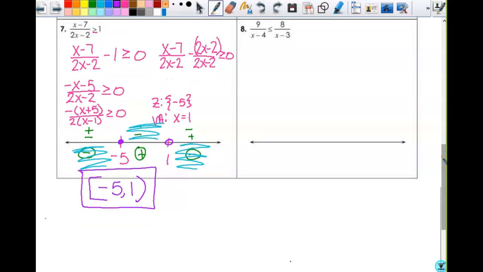So the first thing I have to do here is set it equal to 0. So I'm going to take 9 over x minus 4, and I'm going to subtract 8 over x minus 3, and that's going to have to be less than or equal to 0. So go ahead and combine those two fractions on your own. It's like what we did yesterday. Actually, just go ahead and you should be able to finish the whole thing without me walking you through it. I'll give you a little bit of a head start, then I'll start doing it. But don't just wait for me to do it for you.